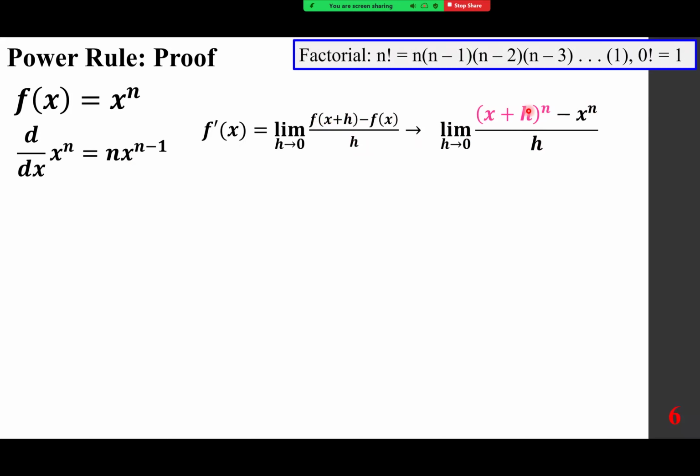So I'm going to remind you of factorial. n factorial is n times n minus 1 times n minus 2 all the way to 1, and 0 factorial is 1 because of the definition of a combination. For example, 5 factorial is 5 times 4 times 3 times 2 times 1, which is 120. Just as an example.